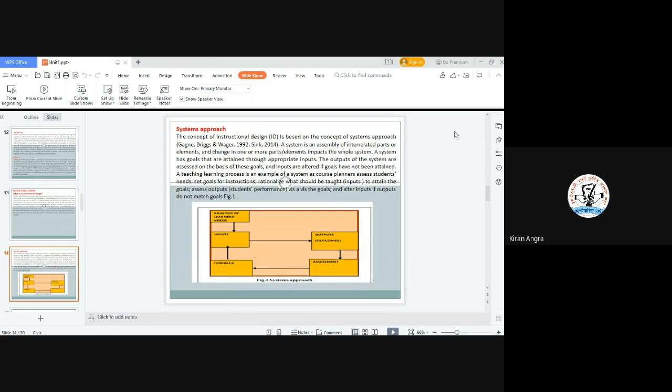What does this approach say? There is some problem with the light at this place, so it is a bit hindering. Is my voice clear? Yes, ma'am.